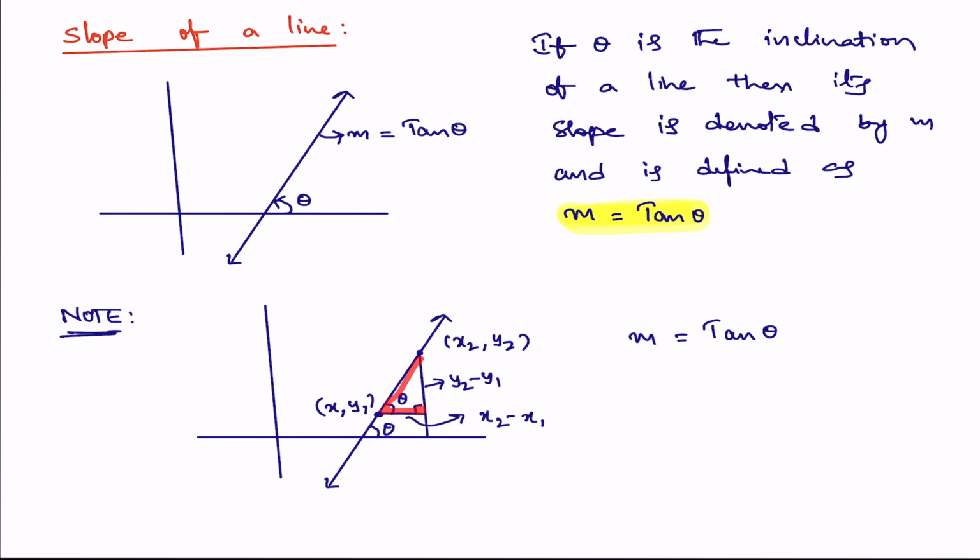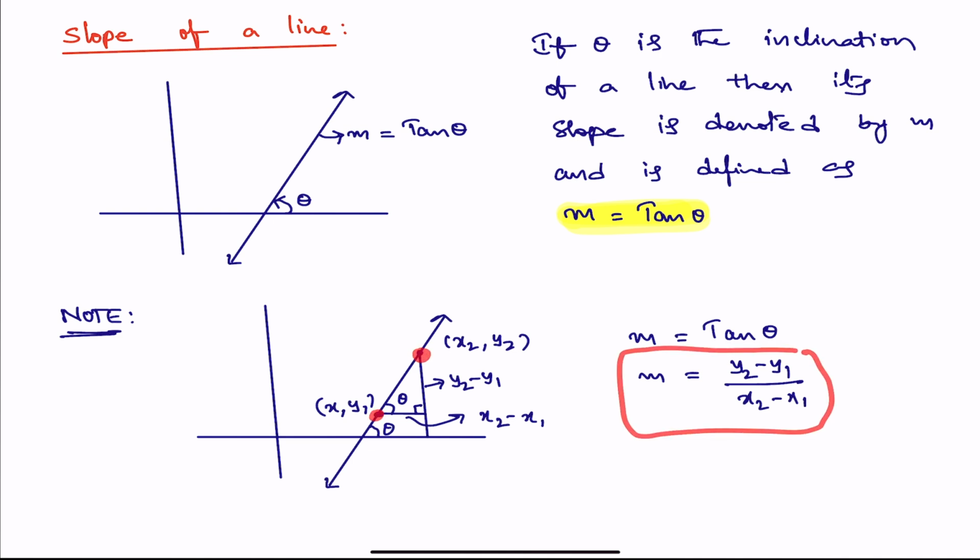From this triangle, what is tan theta? Tan theta is opposite side by adjacent side. The opposite side is y2 minus y1 and the adjacent side is x2 minus x1. So from the diagram, tan theta is y2 minus y1 divided by x2 minus x1. This is the formula to find the slope of a line when a line is passing through 2 points.